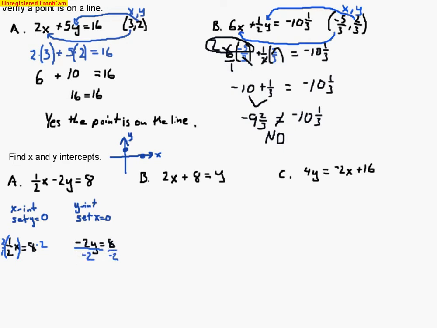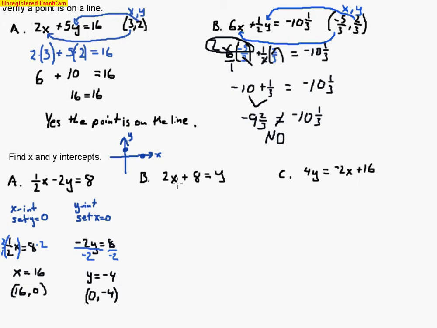So let's see what's left over. Here I've got my x value, x equals 16. And so I can write that as an ordered pair as (16, 0). And then over here, divide by negative 2, I've got y equals negative 4. And so I write that as an ordered pair as (0, -4). So that's it. Those are my two intercepts.